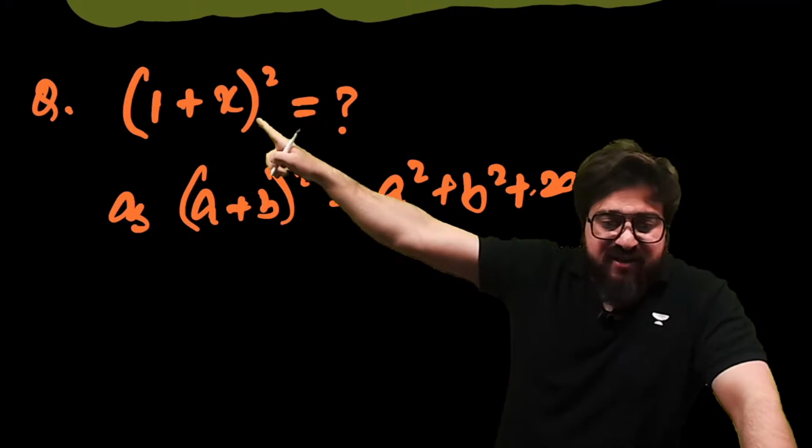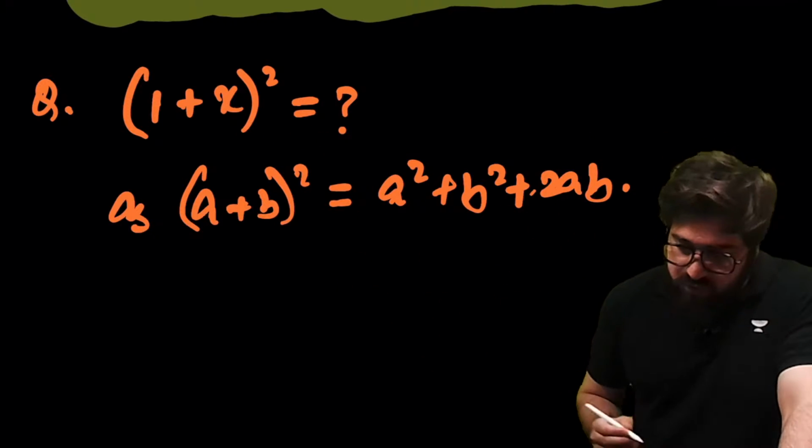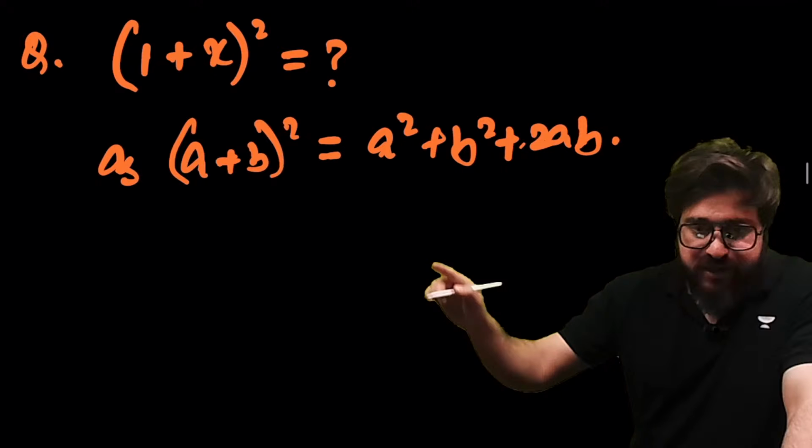See, what is the value of 1 plus x whole square? You say, sir, a plus b whole square is simply a square plus b square plus 2ab.